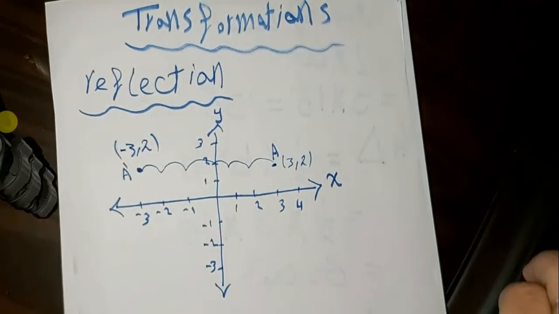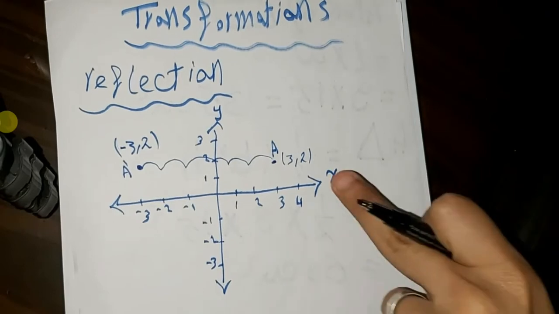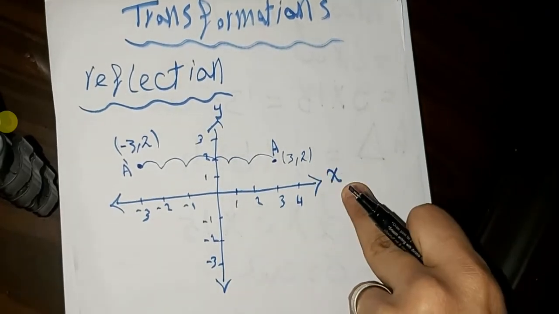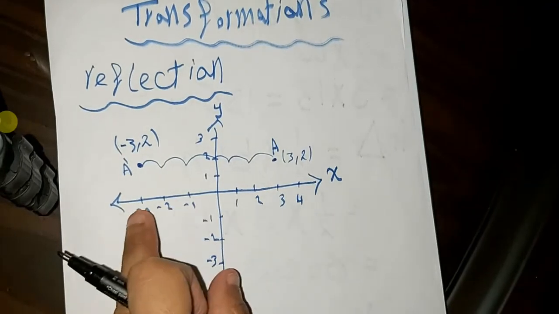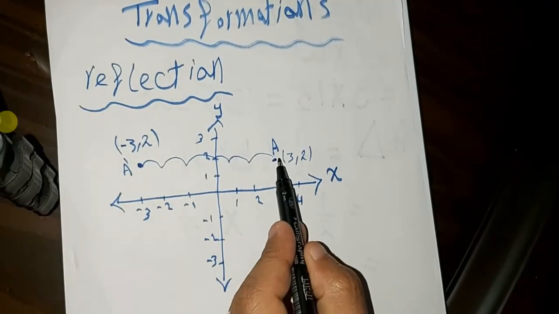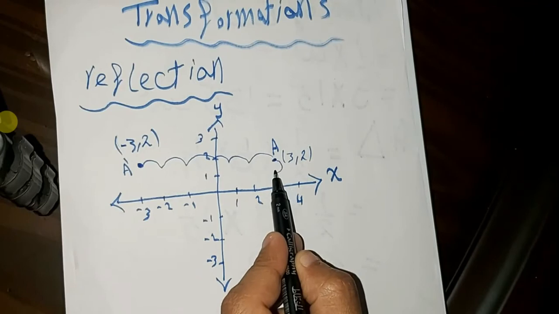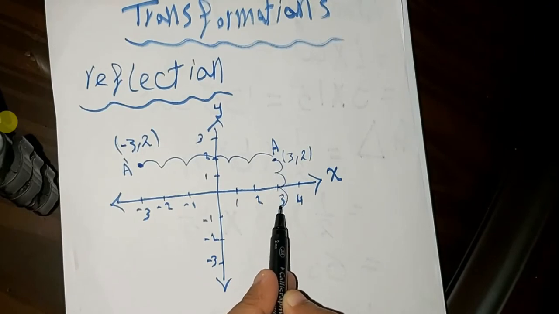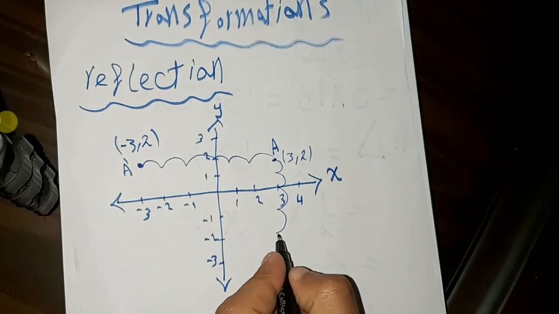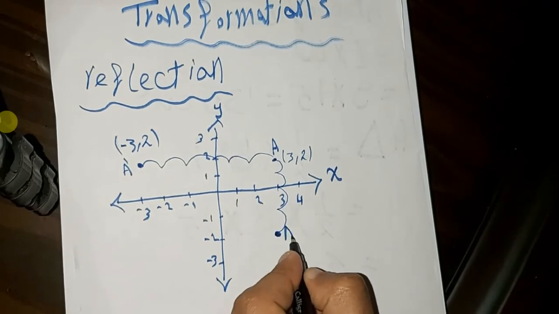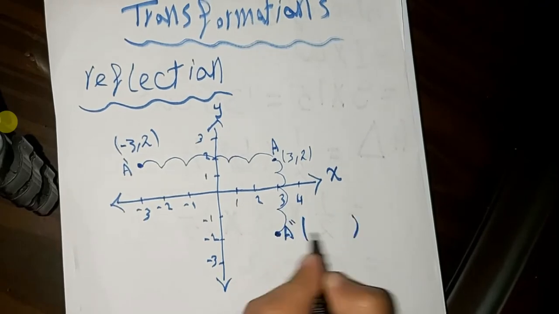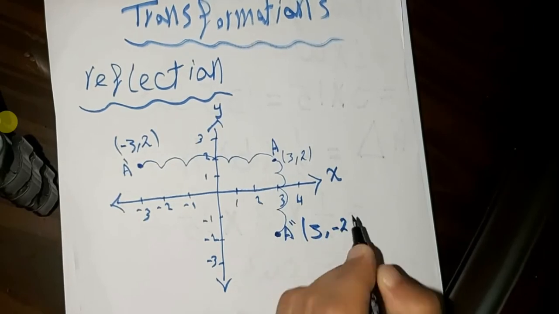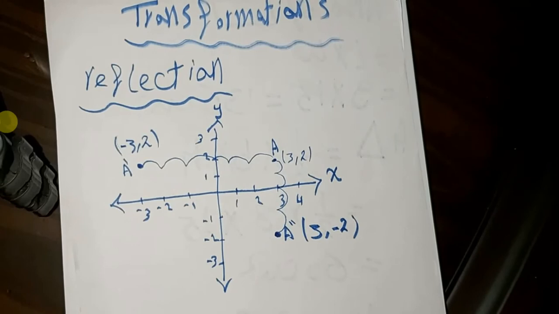And it is the same if I want to make our image in the x-axis. So I will make our x-axis like a mirror. I will count from this point 1, 2, and after the mirror the same, 1, 2. So our point will be here, A double dash, and it will be 3 for x and -2 for y: (3, -2).